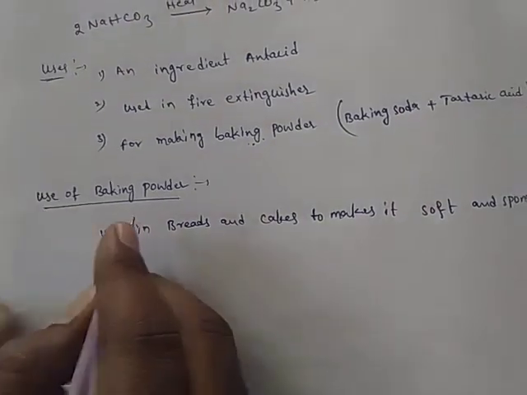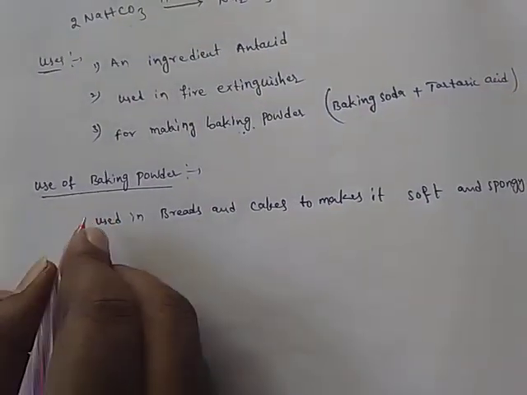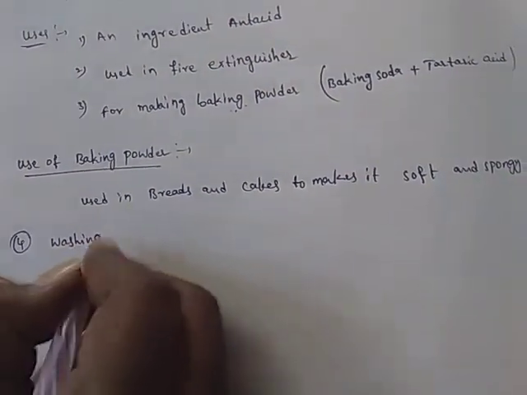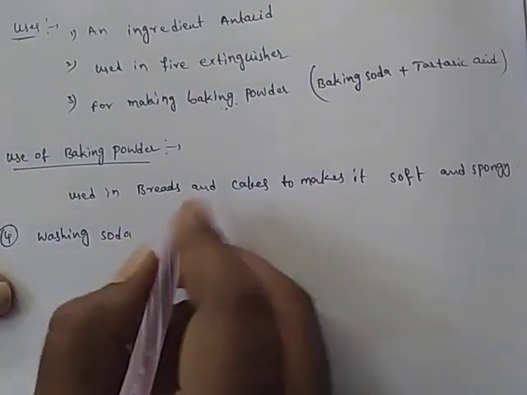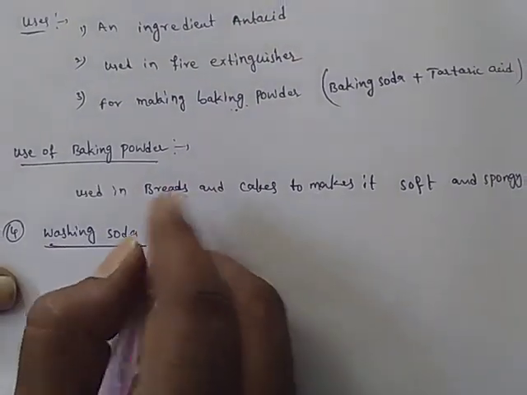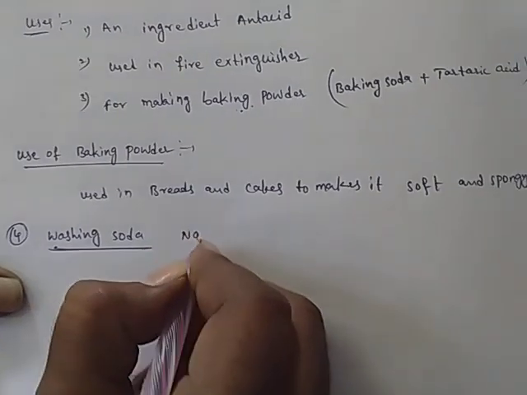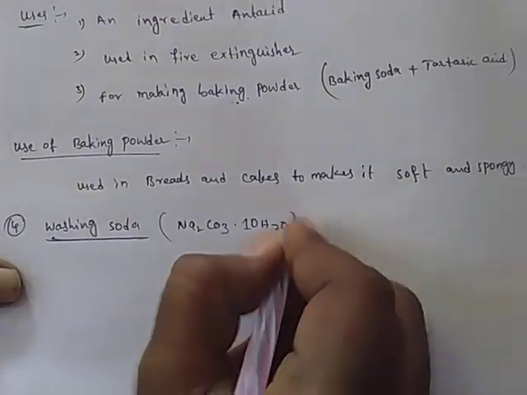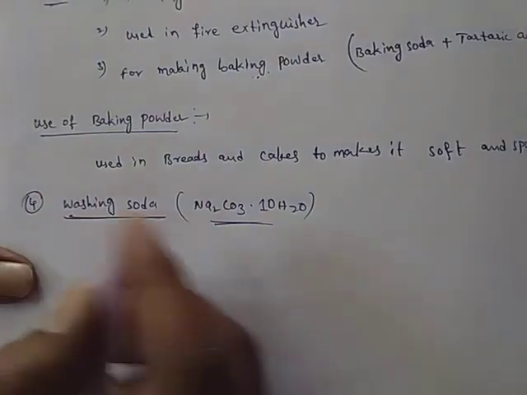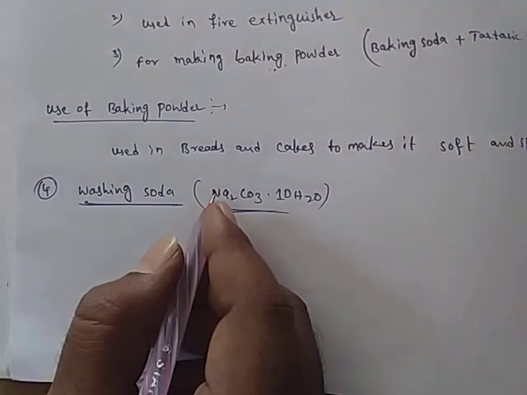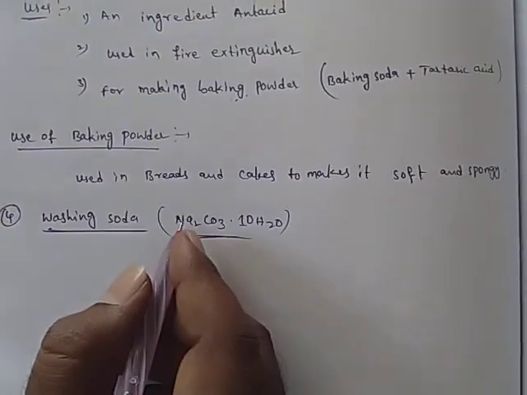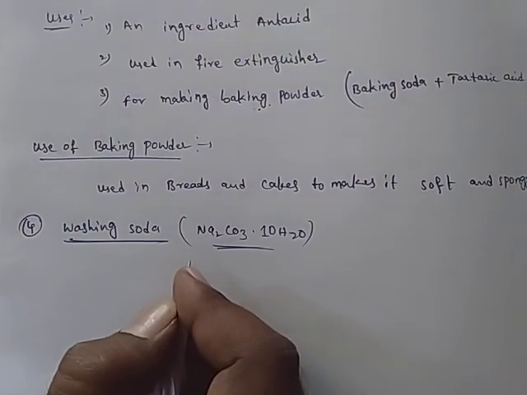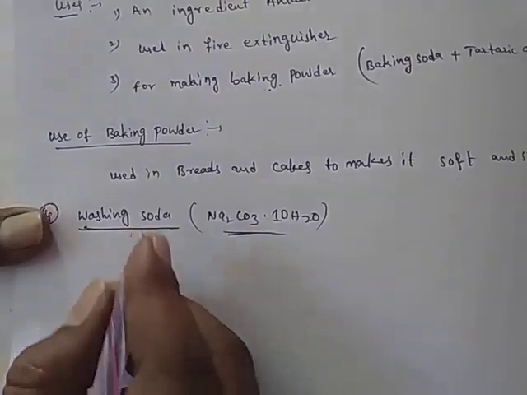And next one is washing soda. Fourth one is washing soda. What is washing soda? The washing soda formula we already know, Na2CO3 10H2O. This is the formula of washing soda. How can we prepare this washing soda? Recrystallization of sodium carbonate gives washing soda. It is a basic salt. Washing soda is also a basic salt.